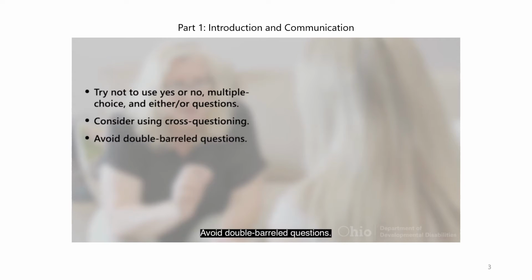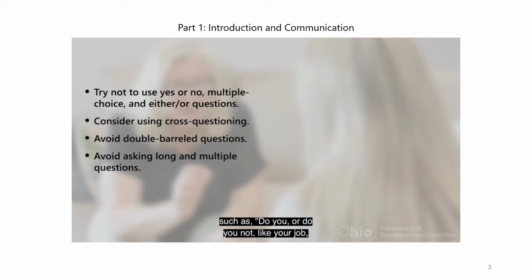Avoid double-barreled questions. A double-barreled question is when two questions are combined into one. An example of a double-barreled question is, do you like your home and the DSPs who support you? A better way to communicate would be to split this up into two separate questions. Avoid asking long and multiple questions, such as, do you or do you not like your job? And if so, what is the most and least favorite thing about it? Avoid leading questions, such as, you knew you weren't supposed to do that, didn't you?